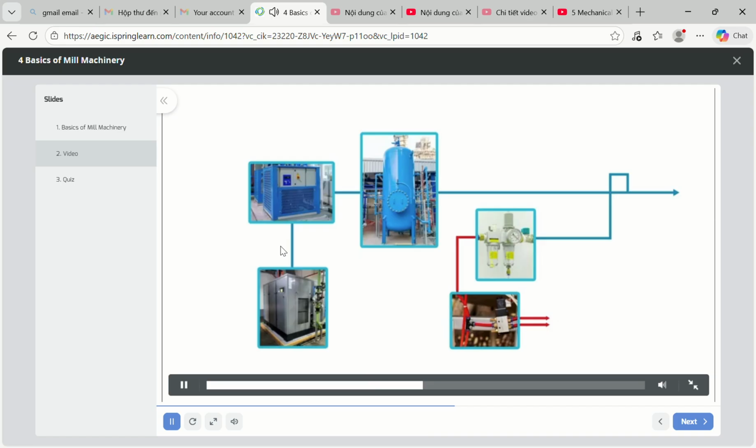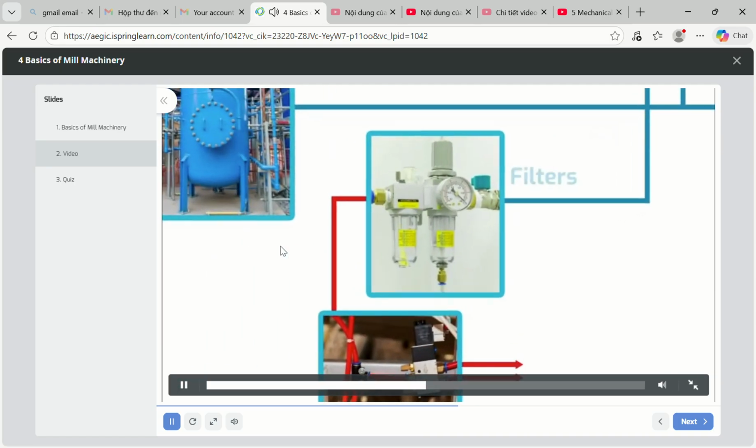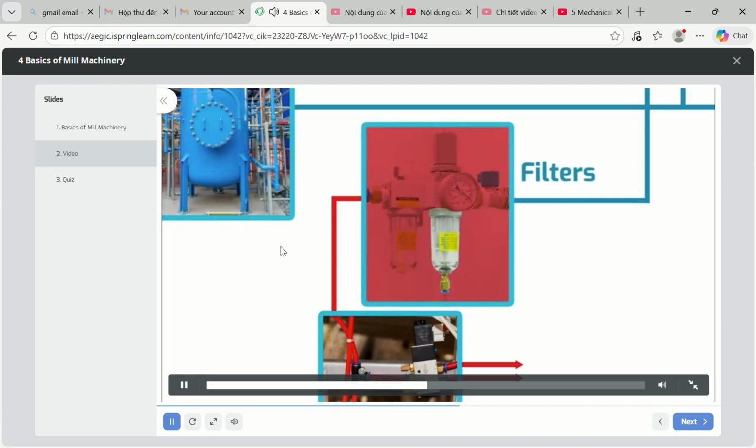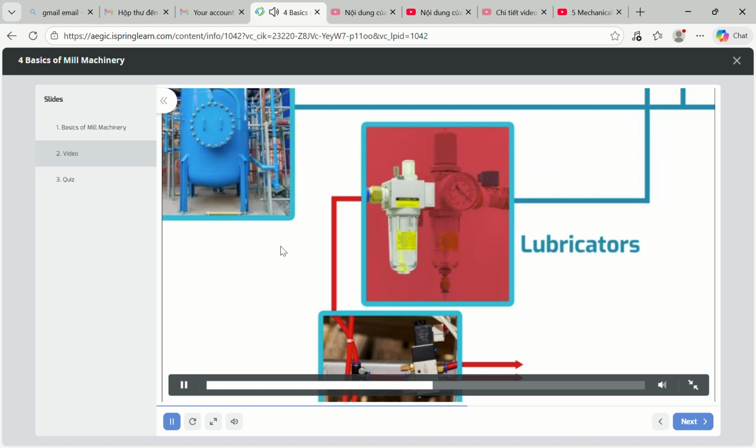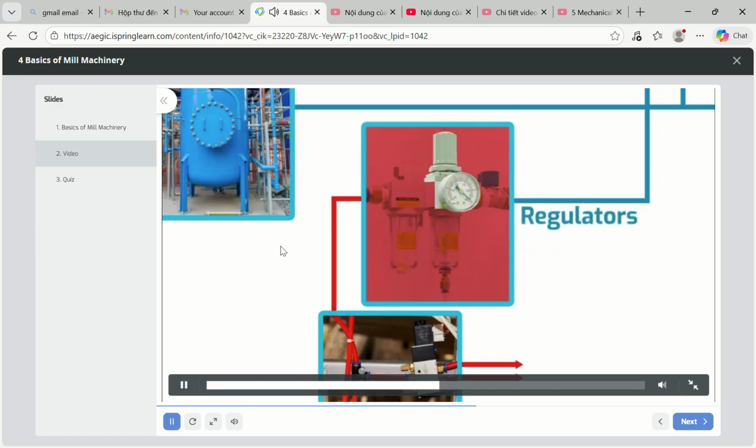In the plant, the air is piped to the various machines, where filters are fitted to each machine's inlet. This filter removes dust or other air contaminants. Lubricators may inject oil. Lubricators should be regularly topped up with oil or replaced. Following the filter, there is a regulator to reduce the air pressure down to the optimum for each application.